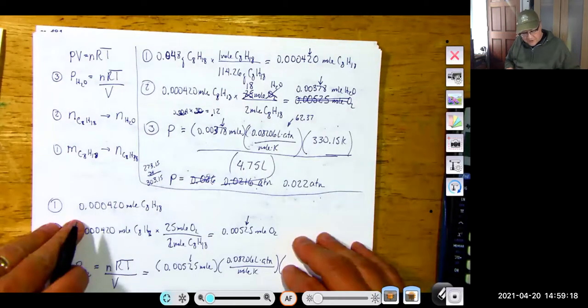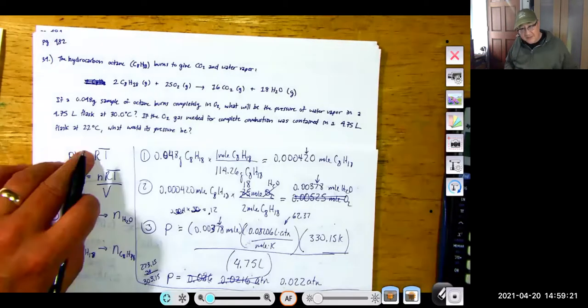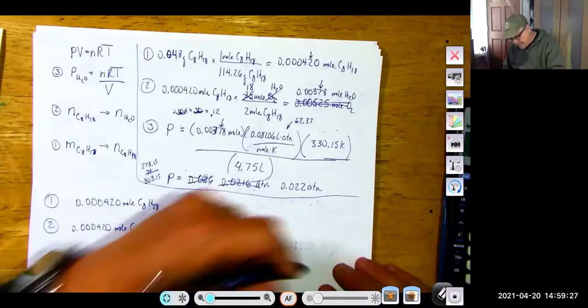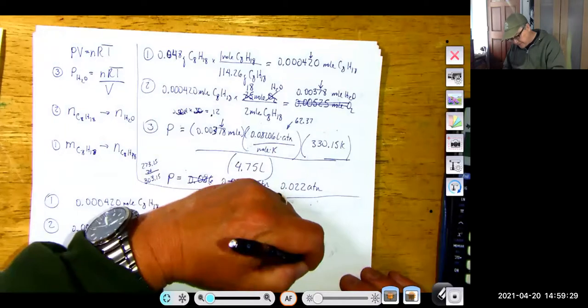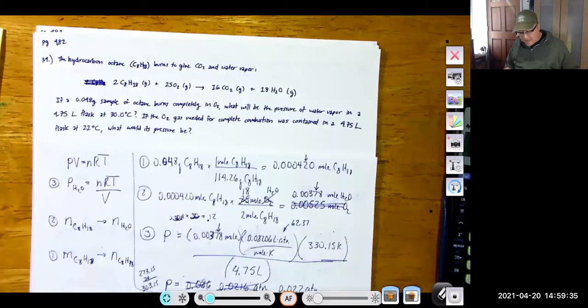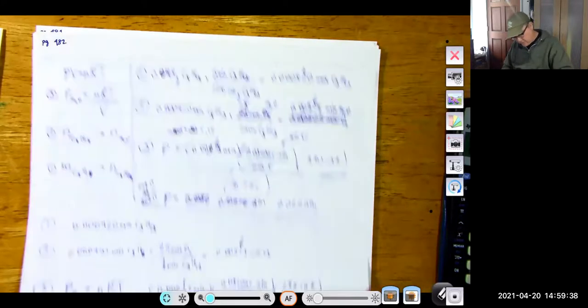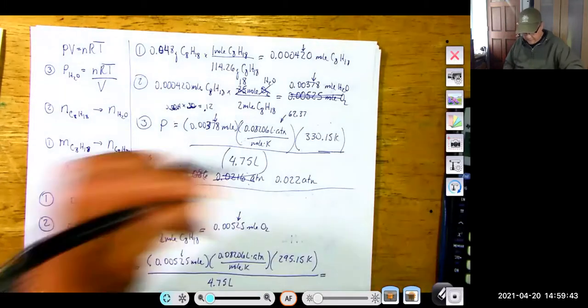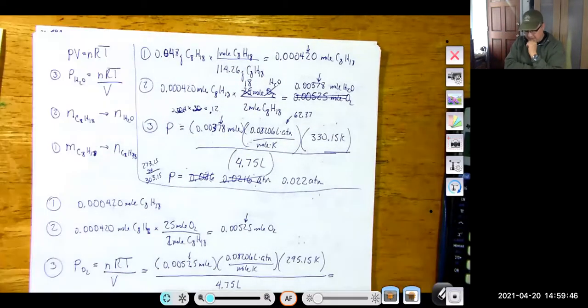And here the temperature, do you see how it's 22 degrees? Mm-hmm. So that's going to be 295.15 Kelvin. And the volume you can see is 4.75 liters. Now, can we estimate this answer?